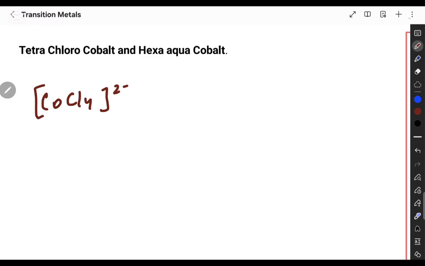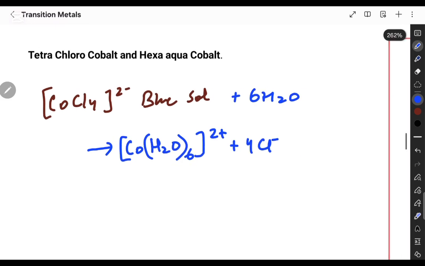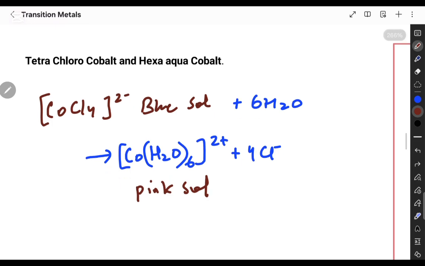Now we have tetrachlorocobalt, which is going to be blue solution, and if we add 6 water ligands, it's going to form our hexa aqua cobalt with our 4 chloride ligands that are going to be replaced, and your hexa aqua cobalt is going to be a pink solution, right? And your tetrachlorocobalt will actually be a blue solution. I think I've written that, yeah, blue solution.